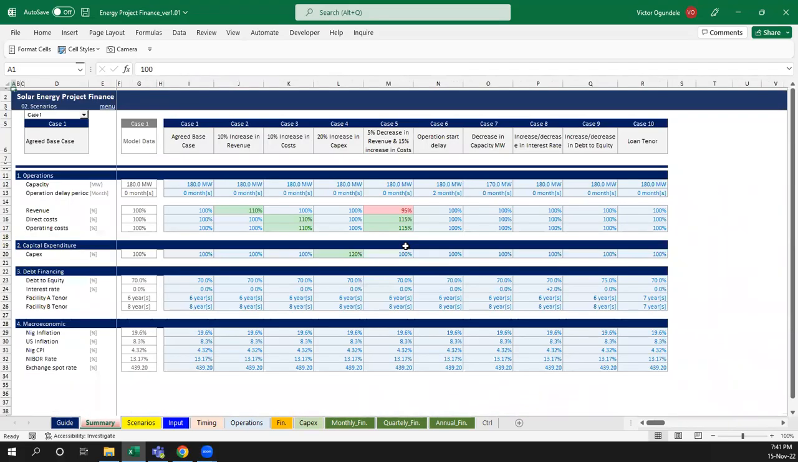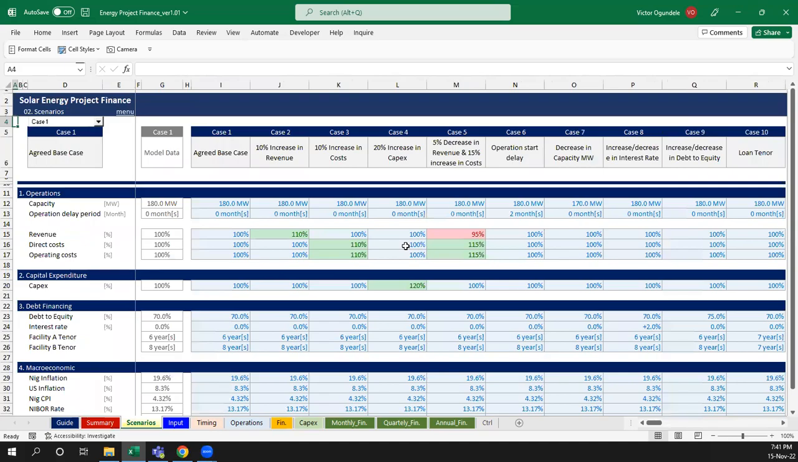So straight to the scenario, this is where we have the scenario built. That is more like a dynamic scenario. So you have your capacity, check and see what if the capacity is below this, and you give a description of the case that you want to check, right?